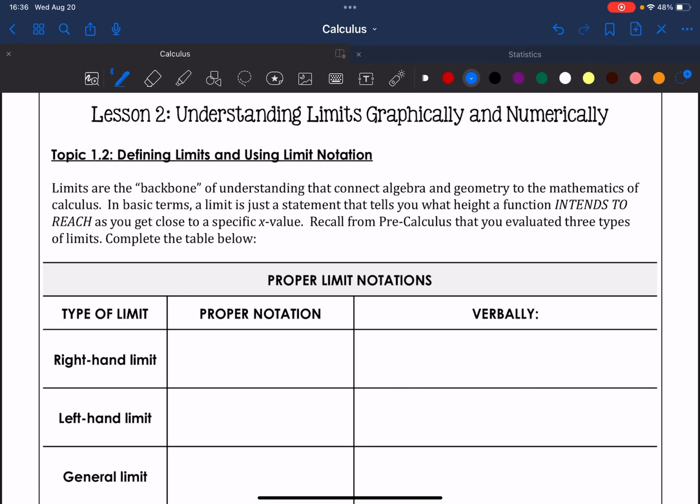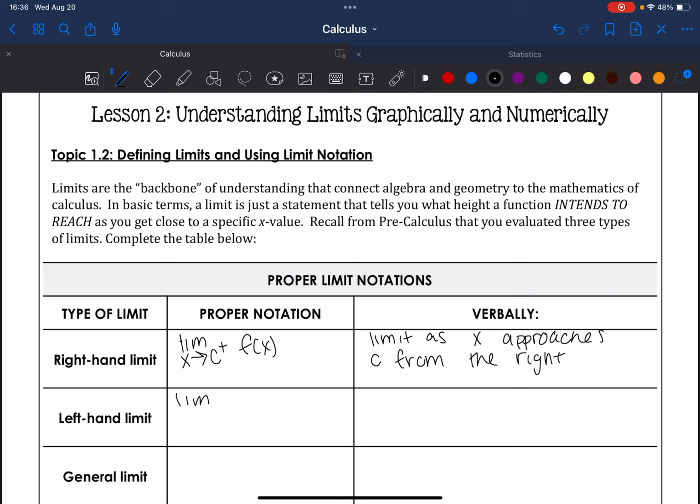Okay, these notes are about understanding limits graphically and numerically. First, we're just going to recall the proper notation on how to write a right-handed, left-handed, and general limit. For a right-handed limit, we write the limit as x approaches c from the right side of f of x. In words, that is the limit as x approaches c from the right.